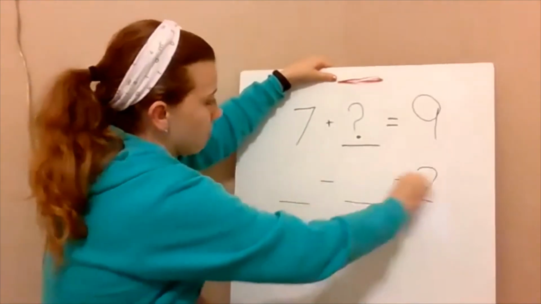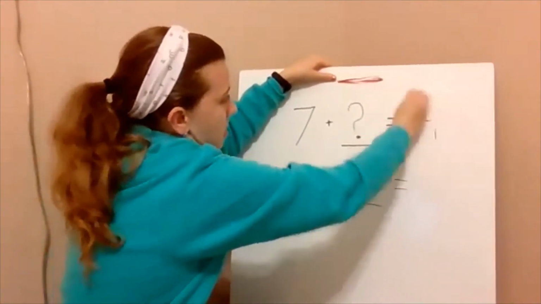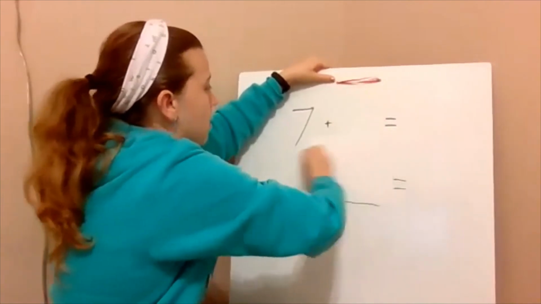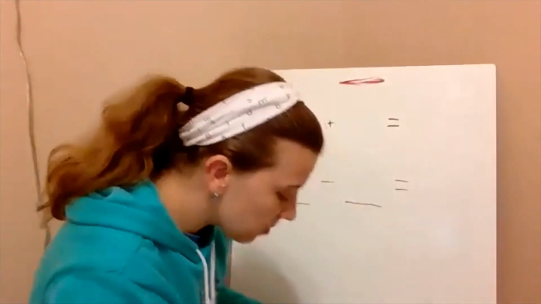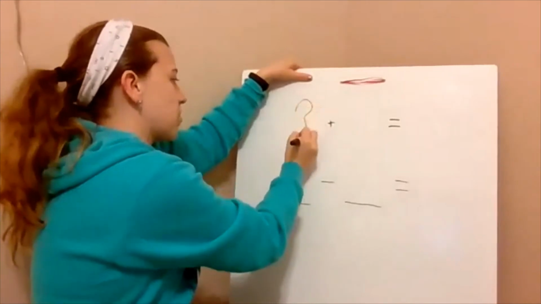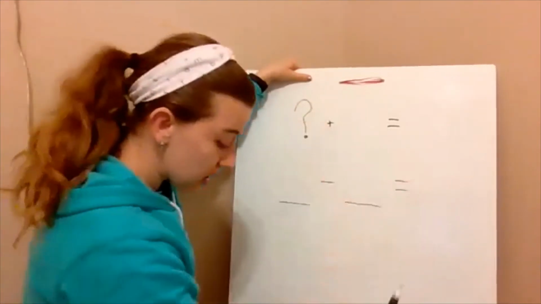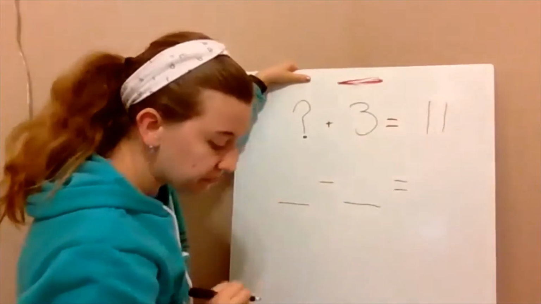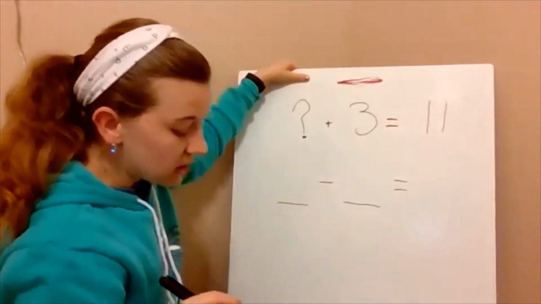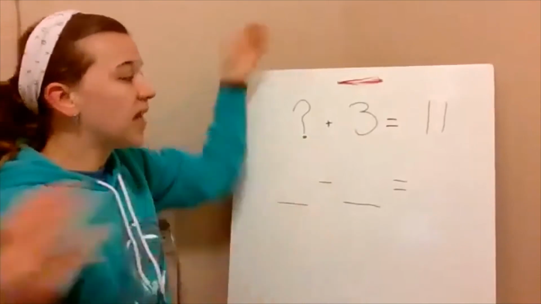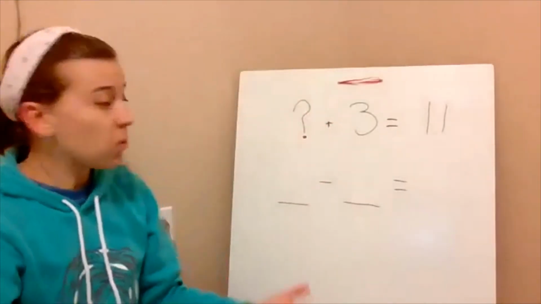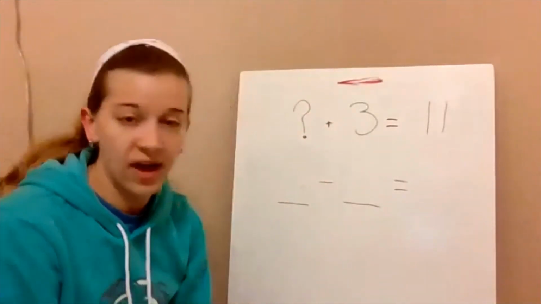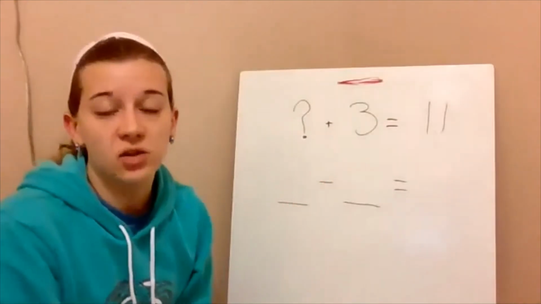So let's take a look at number 3. All right, here we go. So number 3 is question mark comes first. So the blank plus 3 equals 11. All right, so that's what we start with. Blank plus 3 equals 11. Well, what's our related subtraction fact? What's our related subtraction fact?